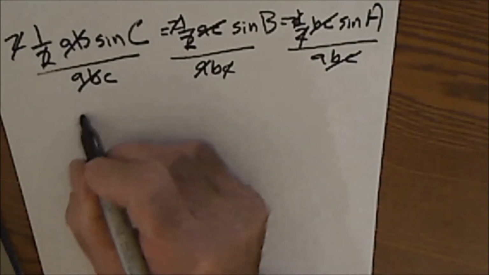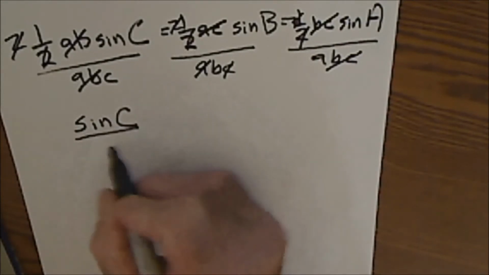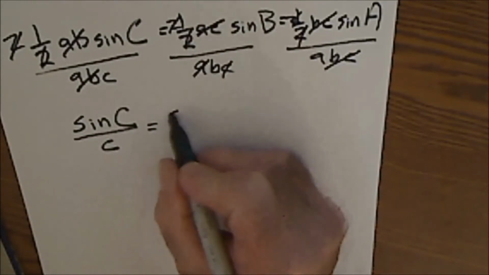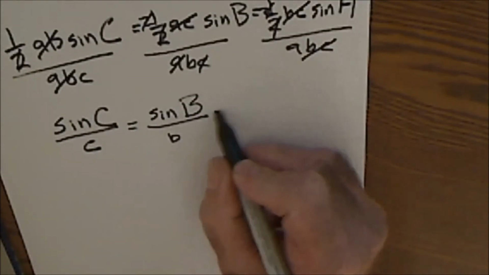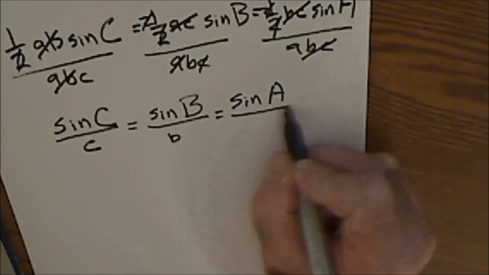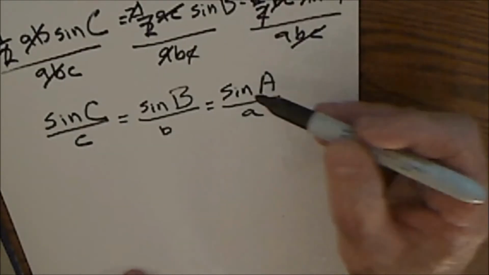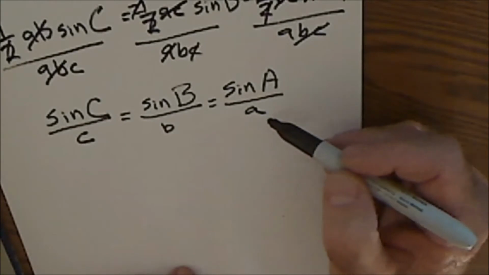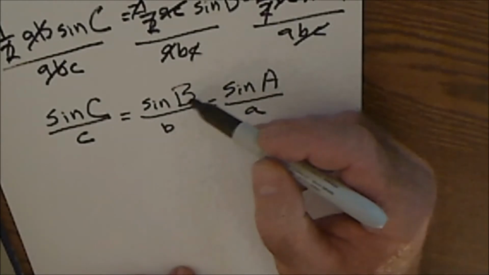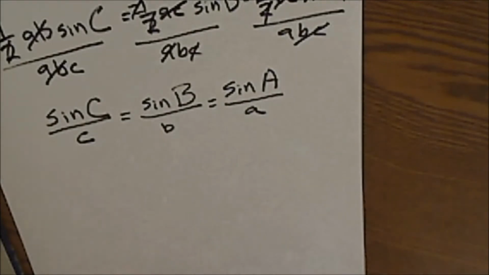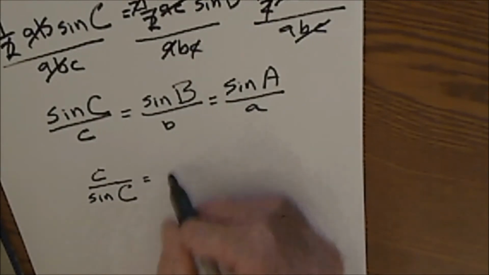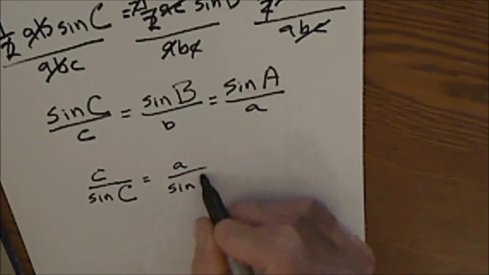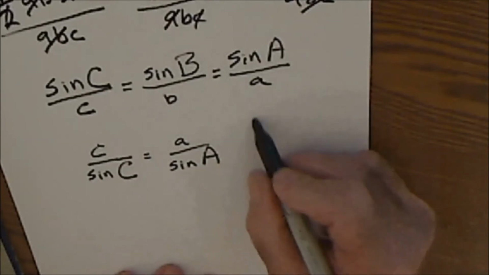And that's just sine of any angle over the side opposite it is equal to sine of any other angle over the side opposite it. The key is in labeling your triangles with capital letters for angles, lowercase for length of sides, and then angle A and side A correspond, angle B and side B correspond, and so forth. So I could write it a lot of ways. I could cross multiply and divide to get C over the sine of C is equal to A over the sine of A. And that's the law of sines.